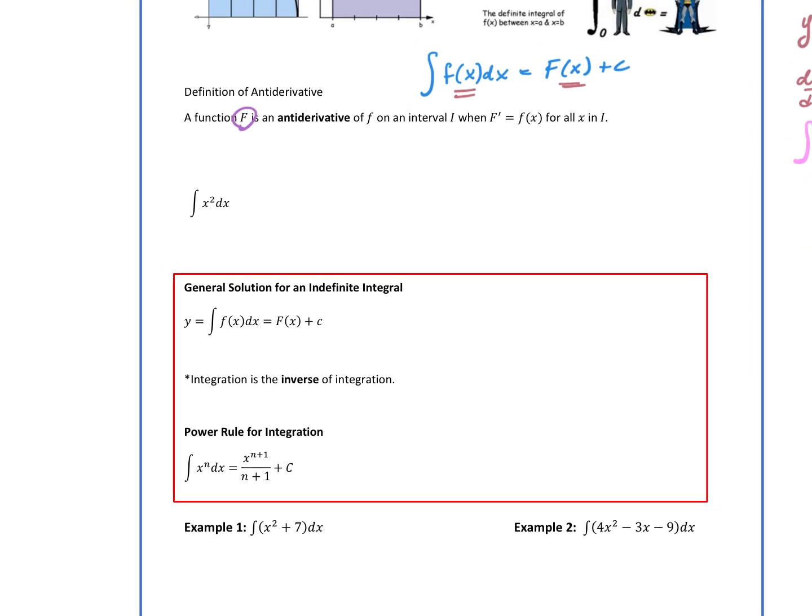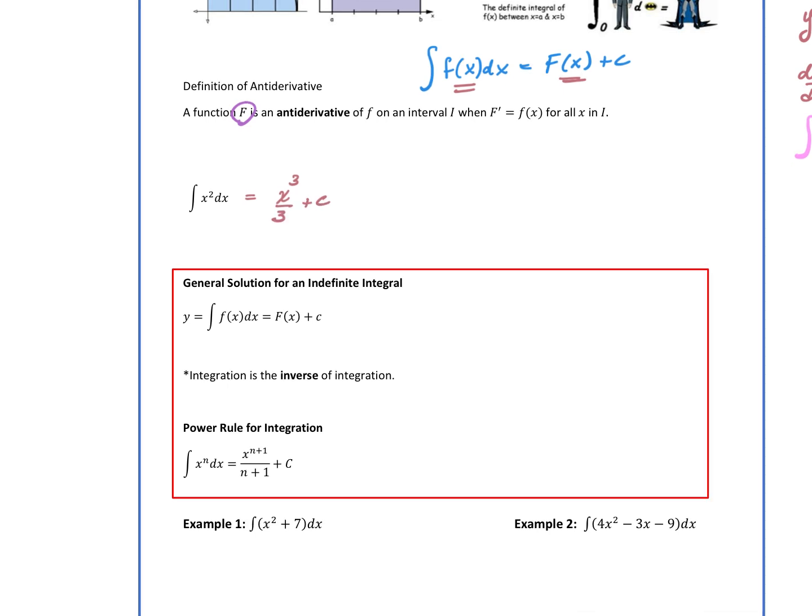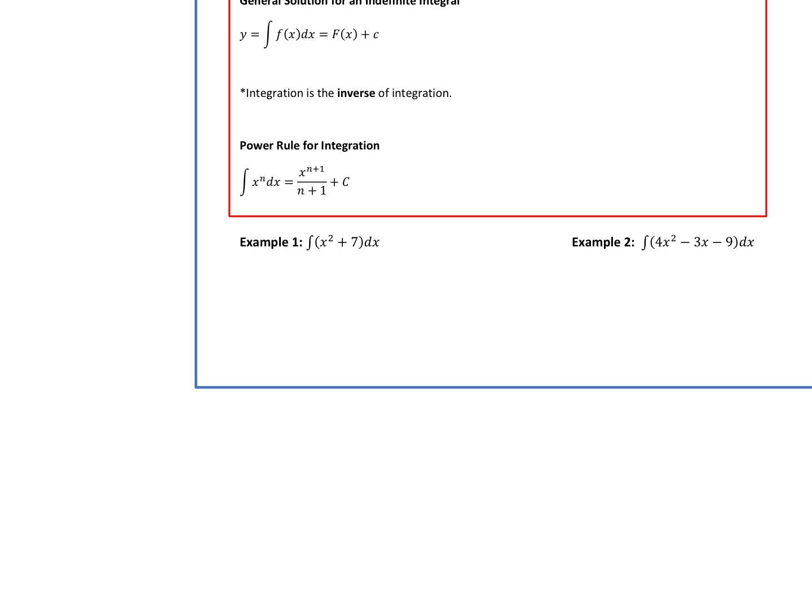Okay, so let's look at this one. We start with x squared. We're going to raise it up by 1, so x cubed, divide by the new power, and add in your constant of integration. For something like number 1, you don't ever have to do this, I'm going to do it once, but know that you can break up the integrals. So I could write this as the integral of x squared dx plus the integral of 7 dx.